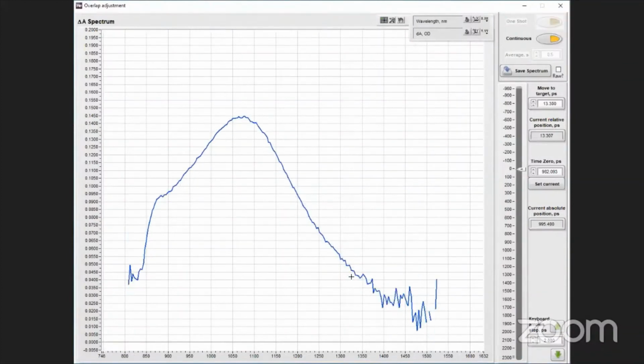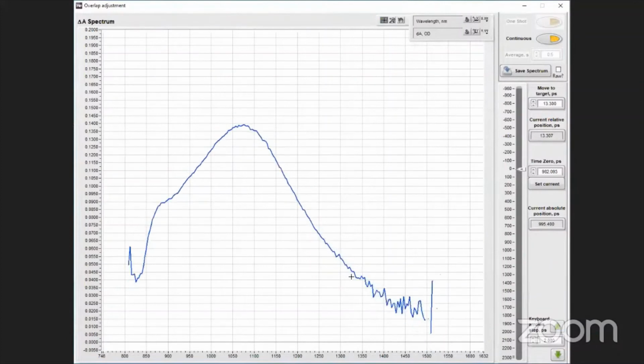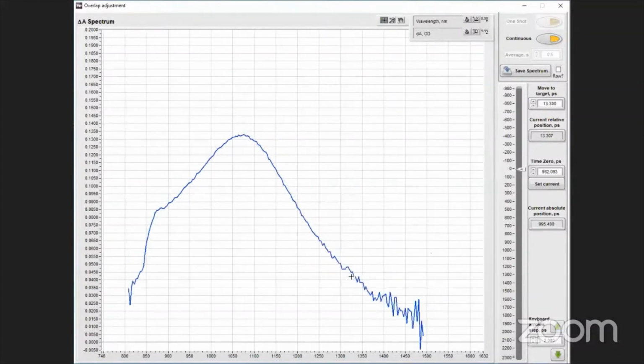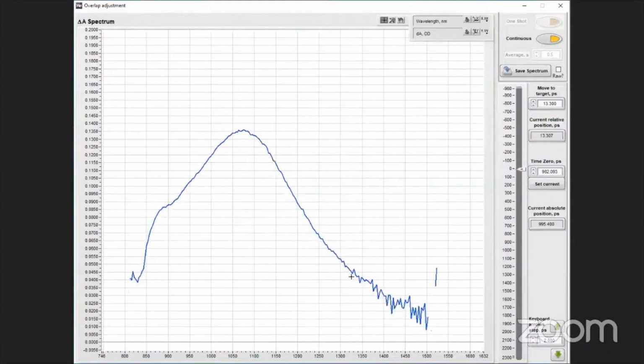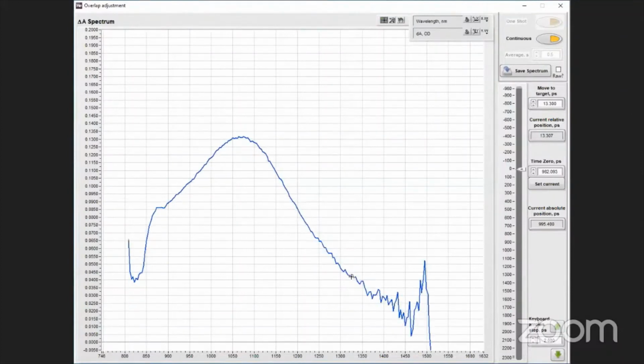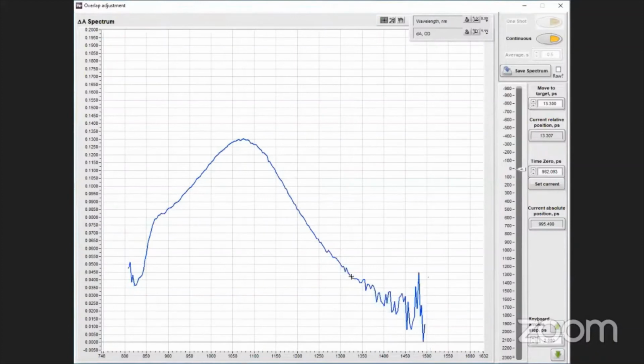Okay, one question was: because your pulse is only a femtosecond, is your spectrum broad just because you have a very small pulse? Would it automatically stretch the spectrum?